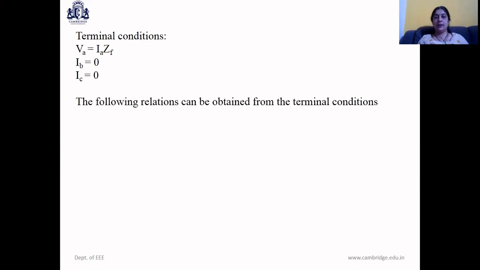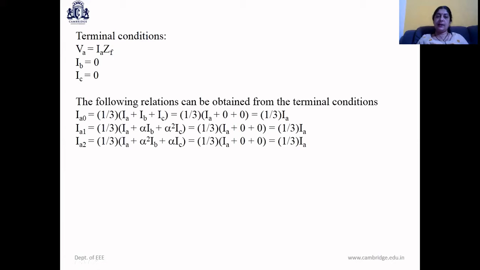Now from these terminal conditions, we can write the expressions for the symmetrical components of currents and voltages. IA0 is 1 by 3 times of IA plus IB plus IC. IB, IC continue to be 0, therefore IA0 is 1 by 3 times of IA. Similarly, IA1 will be 1 by 3 times of IA and IA2 will be 1 by 3 times of IA, indicating that IA0 equals IA1 equals IA2, and all the values are equal to 1 by 3 times of IA, which still indicates that the positive sequence network, negative sequence network and the zero sequence network are still connected in series.